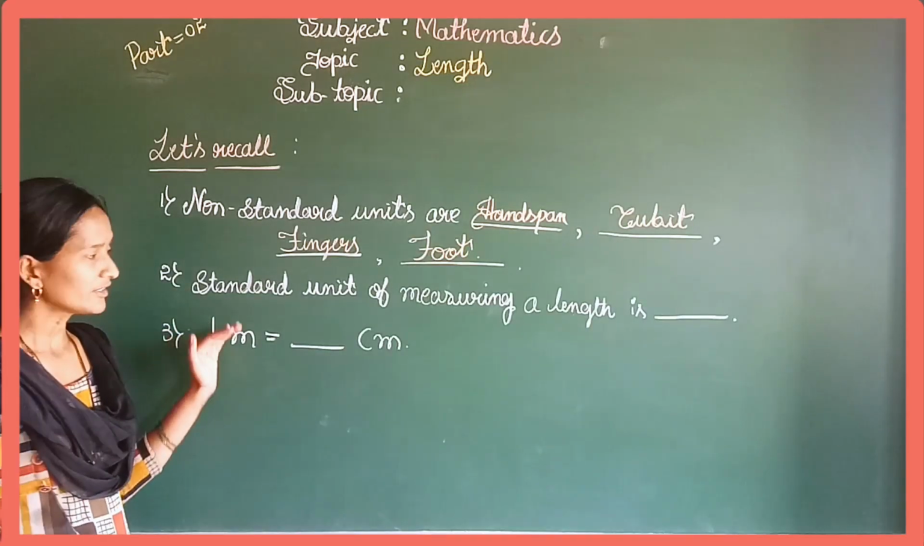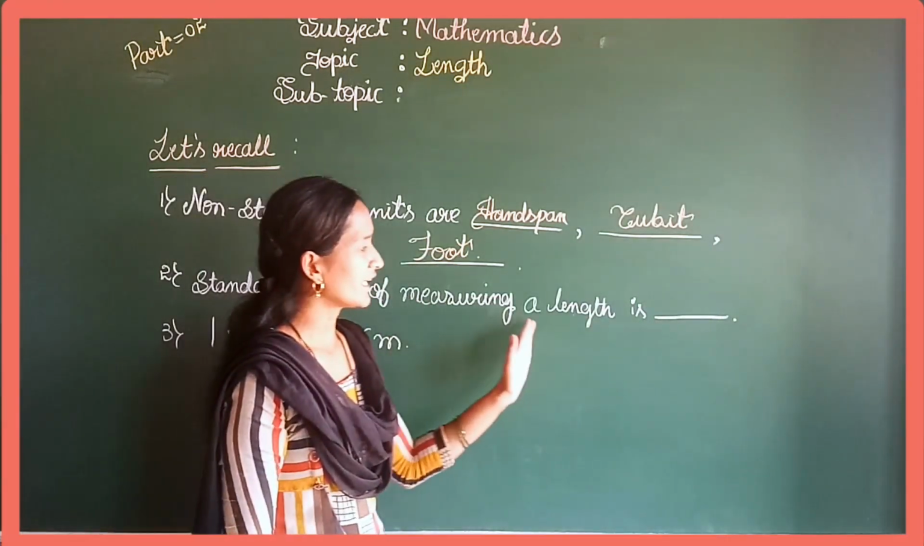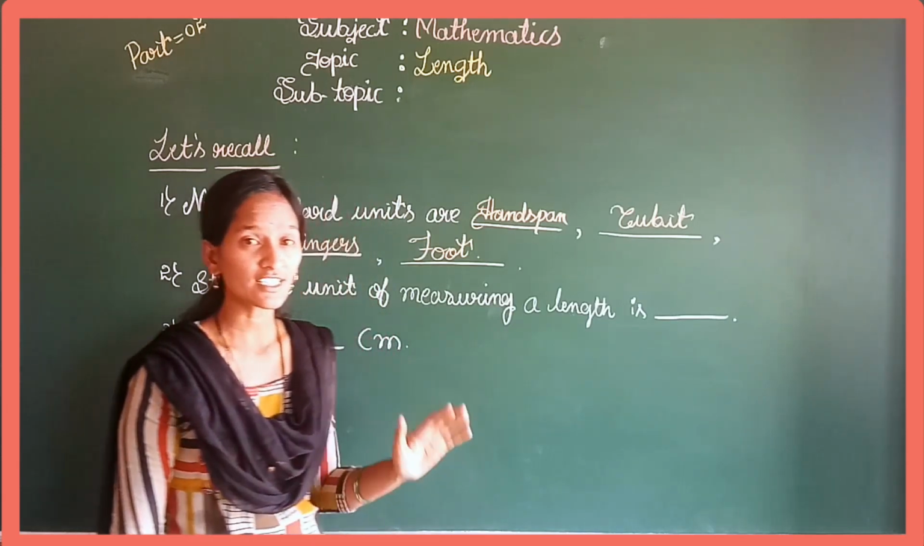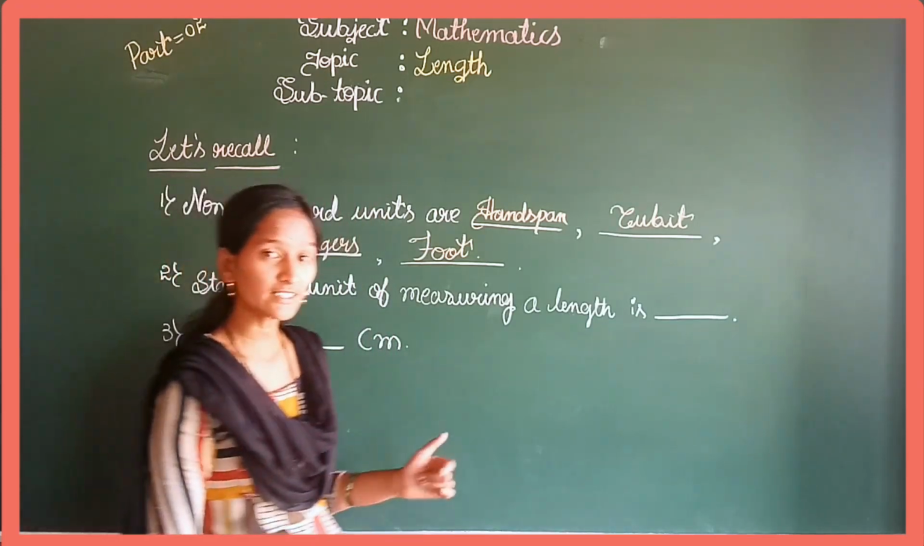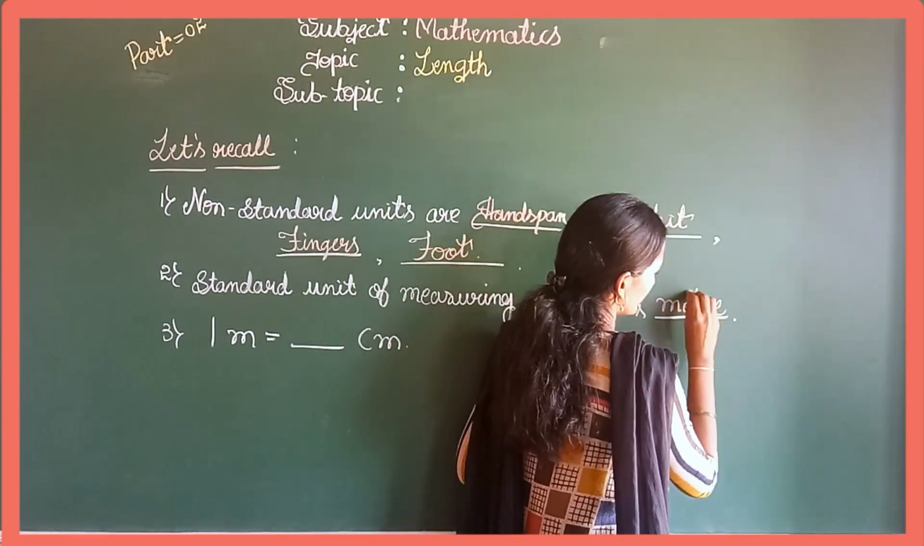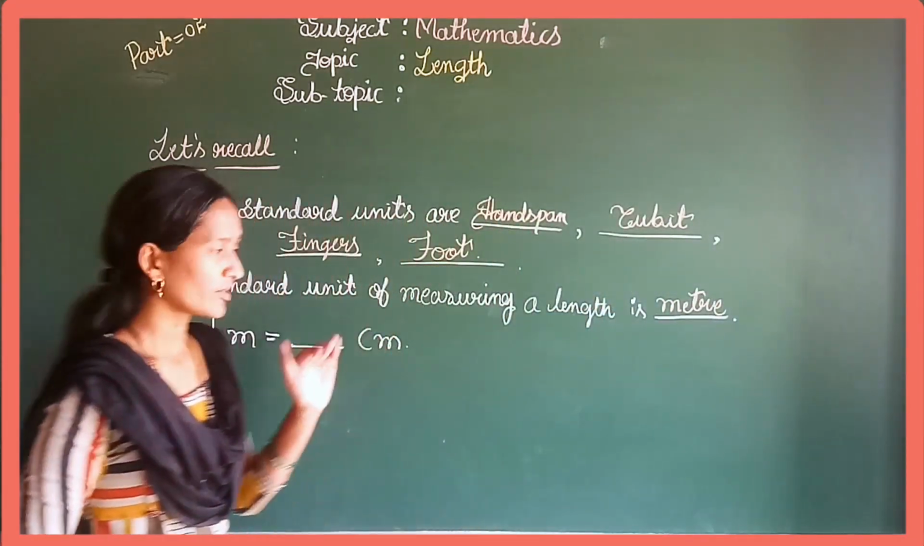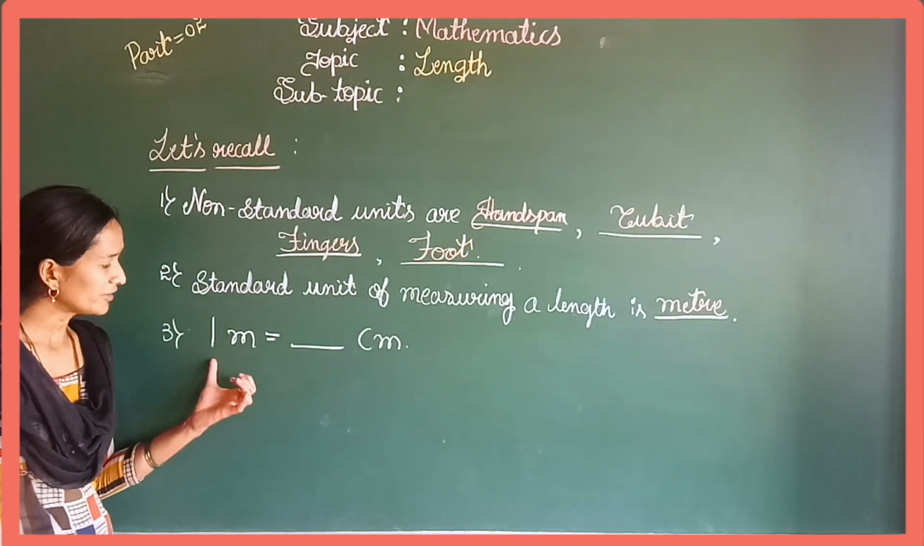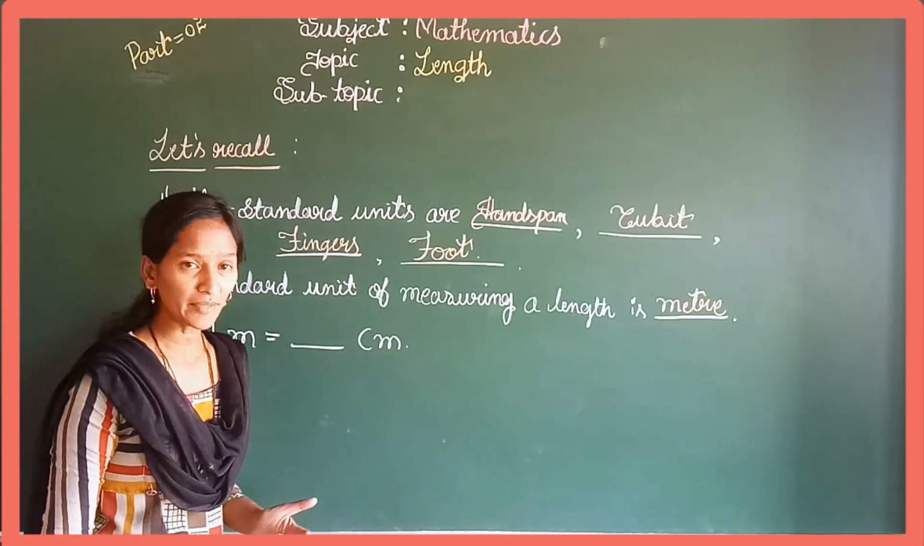Then come to the second one, the standard unit of measuring length is dash. Which is the standard unit of length? That is the meter. Right? So come to the next one. So 1 meter is equal to dash centimeter.